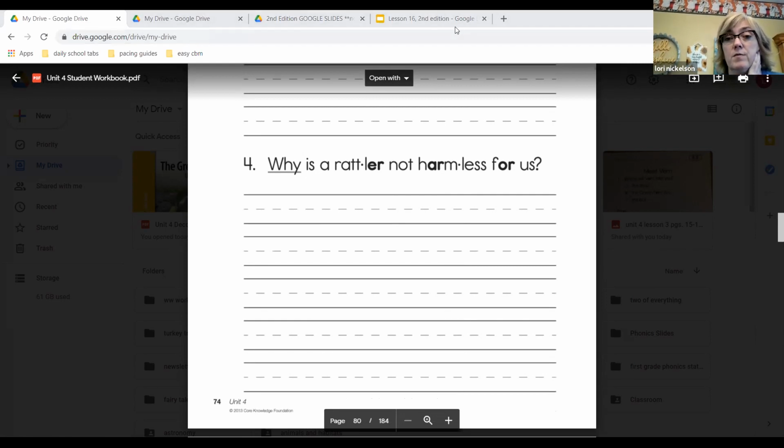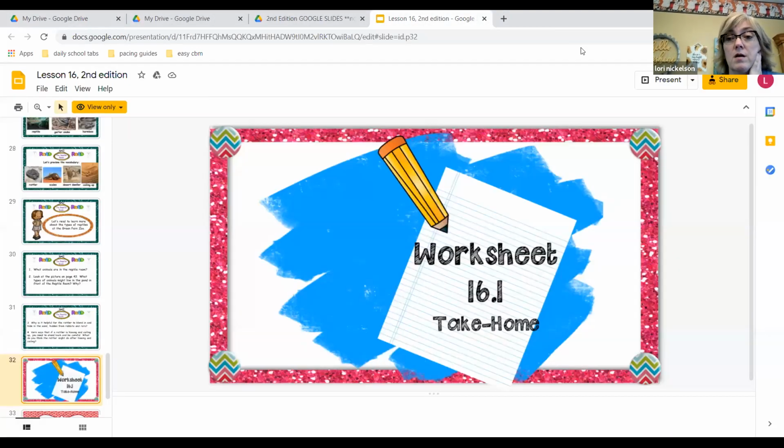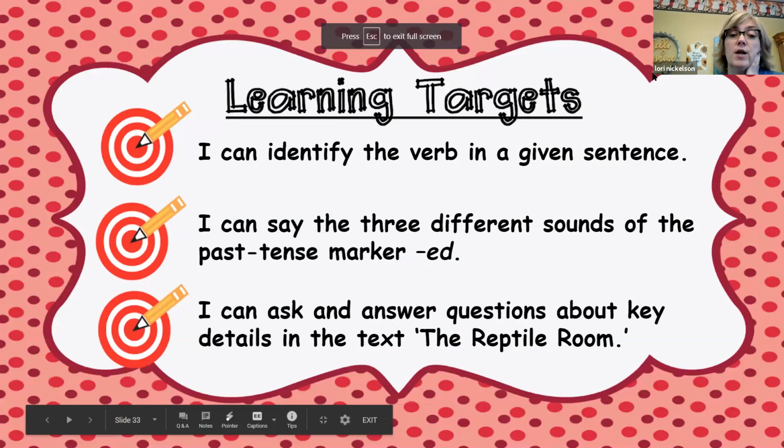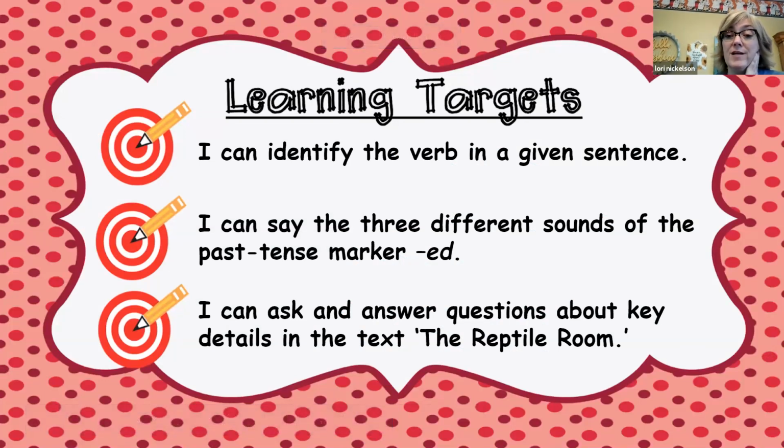Can we hide that floating bar? All right, so now our learning targets. I can identify the verb in a given sentence. I can say the 3 different sounds of the past tense marker ed, which is ed, d, and t. I can ask and answer questions about key details in the text, The Reptile Room.